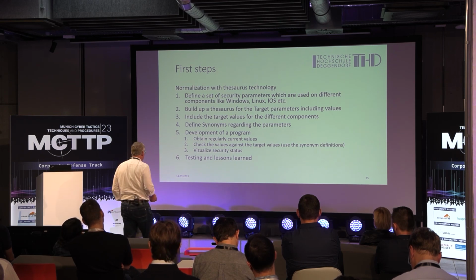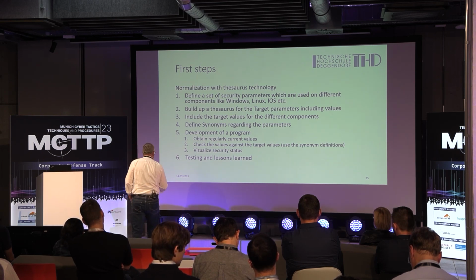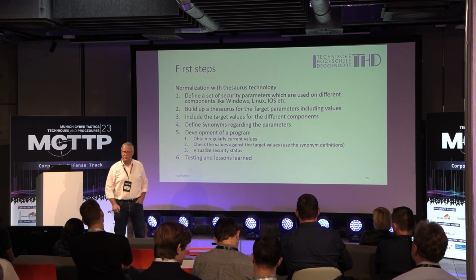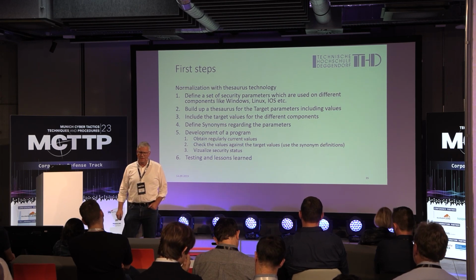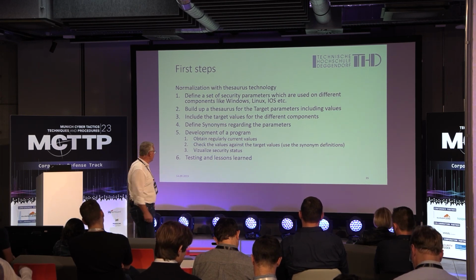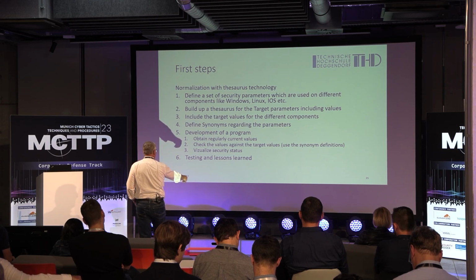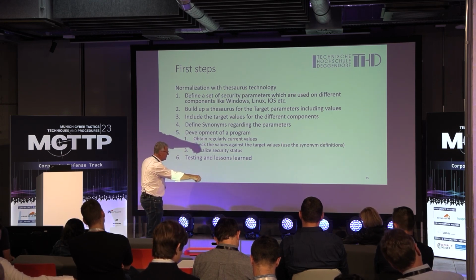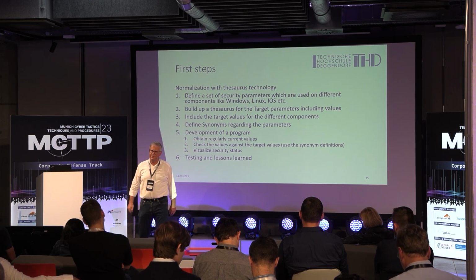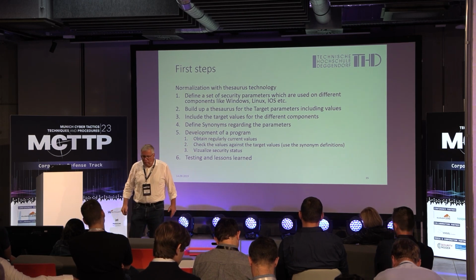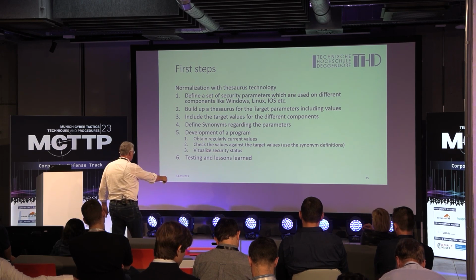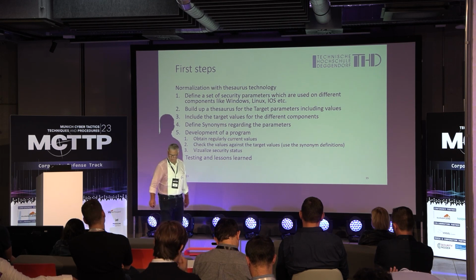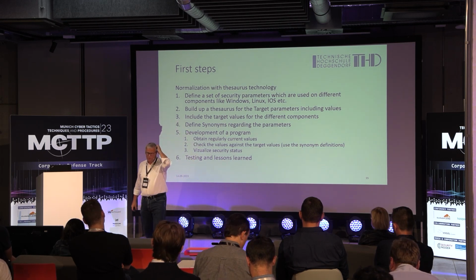We have to test that. Is it a good idea or not? Okay, then develop a program to obtain regularly the current values. That is always a problem we have to solve. So far, we have to get these values and parameters, then check the values against the target values, where we can now use the synonym definitions of this taxonomy. And then visualize the security status, and at the end, we make testing and lessons learned. So that is the program.